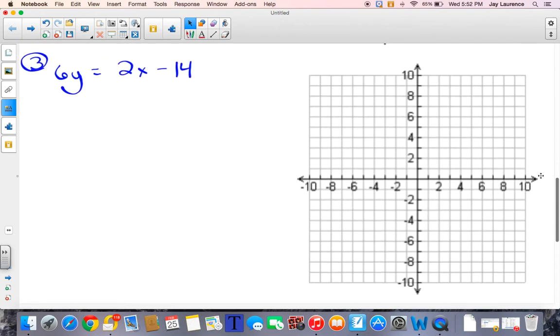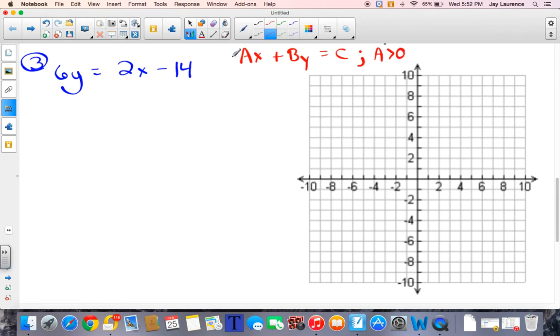Okay, problem 3. This time it looks like a slope-intercept problem, but I'm asking you to do it in standard form. So to get standard form, I want it to look like ax plus by equals c, and a is positive. I feel another sneeze coming on, just so you know. And I really liked how Anna Alfano said positive a.